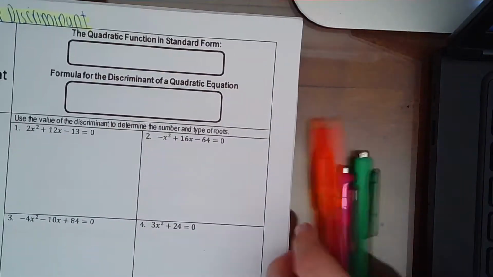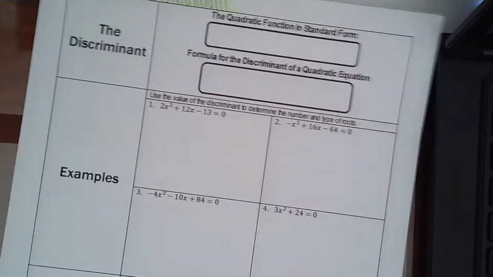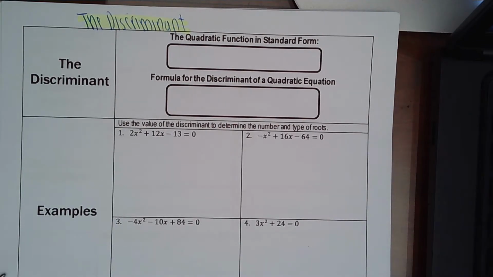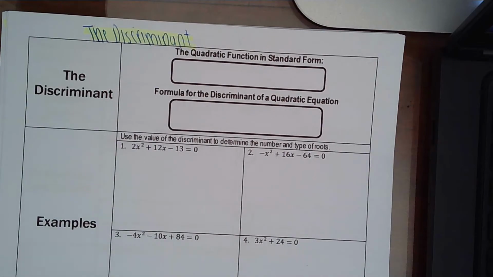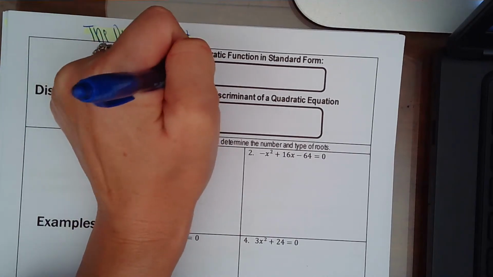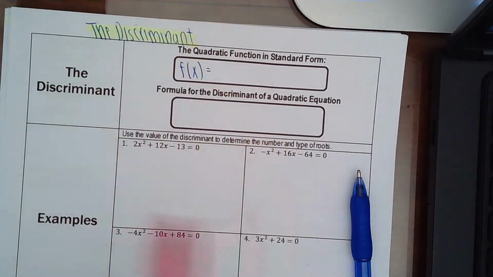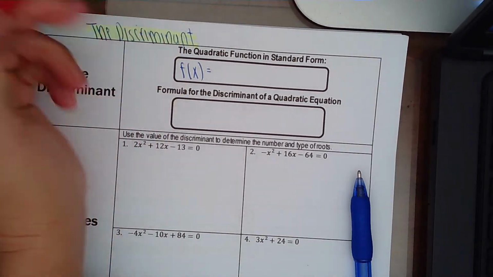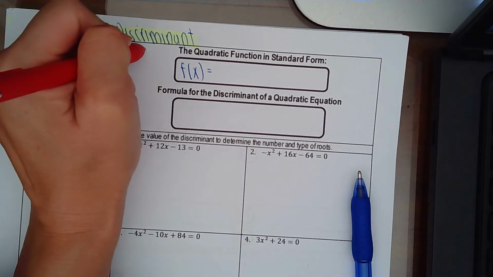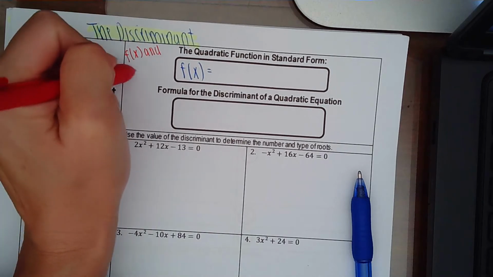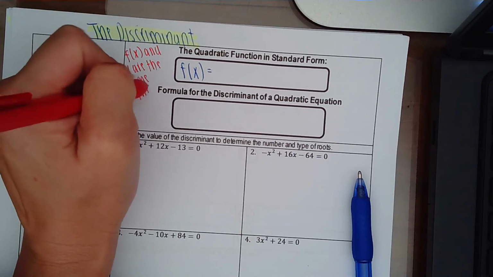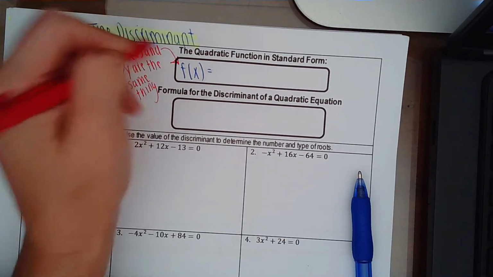So I'm going to zoom in here, and today we are going to talk about the discriminant, which is just a fancy word for saying what is under the square root of the quadratic formula. Let's say we had f of x equals, and one thing I want you to not panic about when you see f of x is that f of x and y are the same thing. We've been used to seeing y, but f of x and y are the same thing. So don't panic when you see f of x.